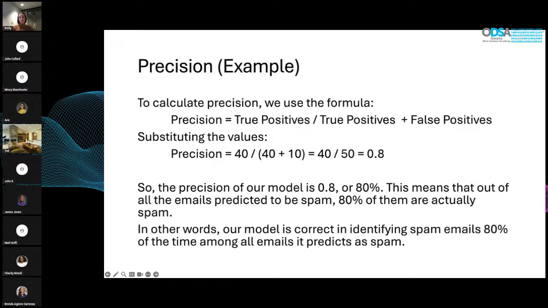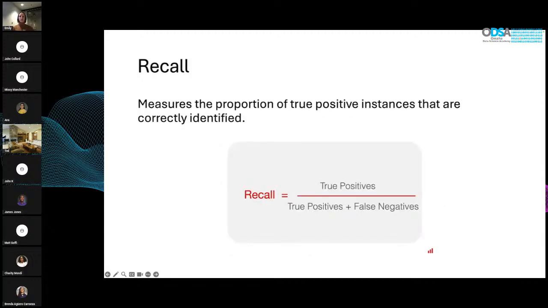So the precision of our model is 0.8, or again, if we multiply by 100, that's 80%, which means that out of all the emails that we did predict as spam, this is how you would interpret that or communicate it to your stakeholders. Out of everything that we predicted was spam, 80% of them were actually spam. So our model is correctly identifying spam emails 80% of the time among all emails predicted as spam. All right, that's precision.